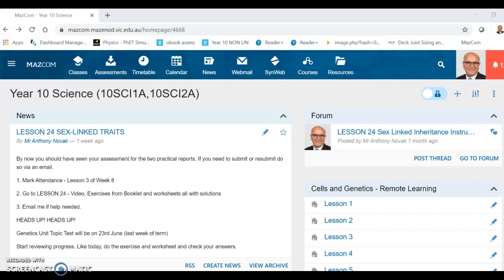So hopefully the video and the exercises, including your booklet, will help you understand how to work your way through sex-linked inheritance. In actual fact, the video is a good revision of how to set up your Punnett squares as well. And please note there is a special notation for the sex-linked chromosome.